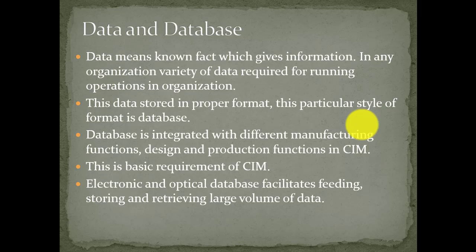So this data stored in a proper format, this particular style of format, is called a database. We are arranging this data into a number of tables, one of the arrangements we have seen, called a table. So this data will be arranged in a particular style, and then it is called a database. Database is integrated with different manufacturing functions, design and production functions in computer integrated manufacturing, and this is a basic requirement of CIM.